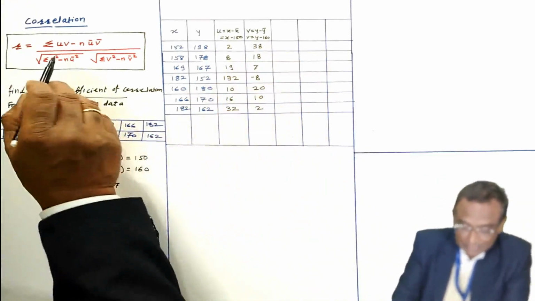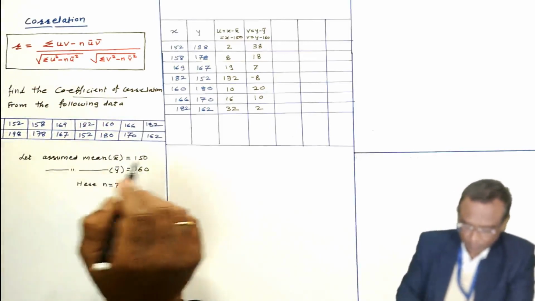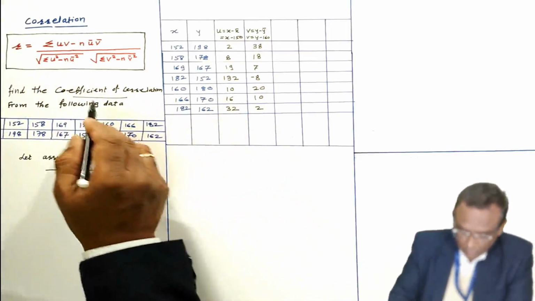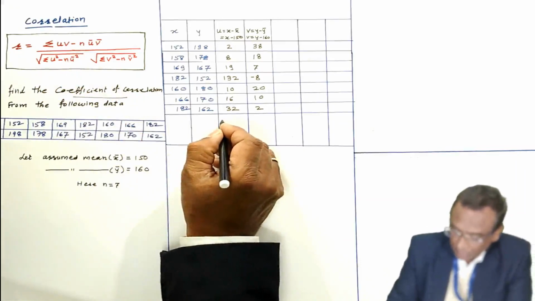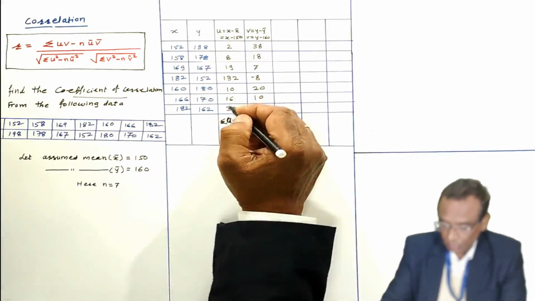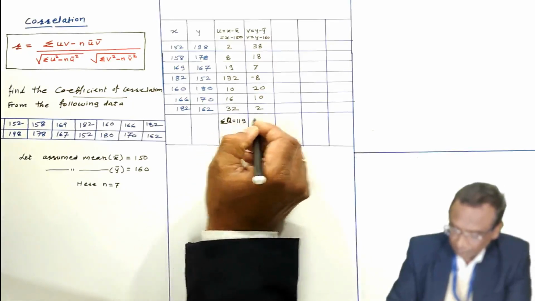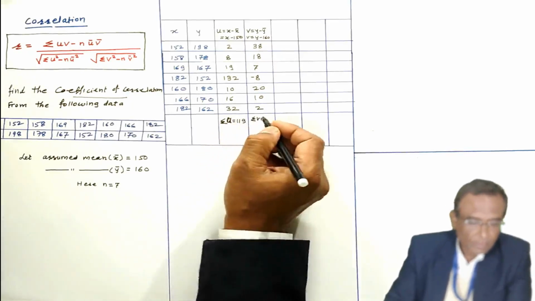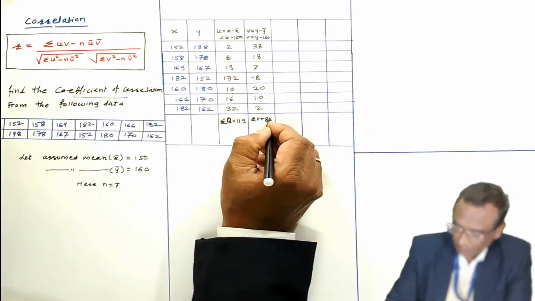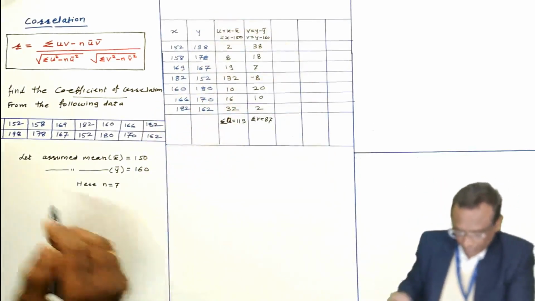Now, in this formula of coefficient of correlation, R is the coefficient of correlation. In this formula, u bar is also required. U bar is the mean of u, so I am writing the summation of u. The summation of u is the sum of all values of u, which is 119, and the summation of v is 87. In this way we have calculated the summation of u and the summation of v.